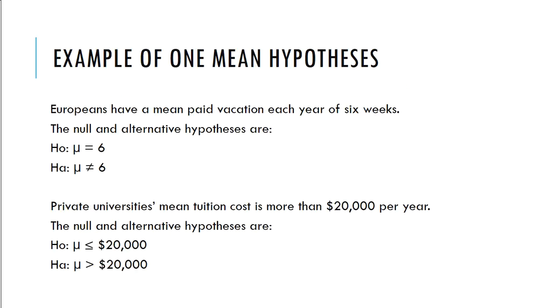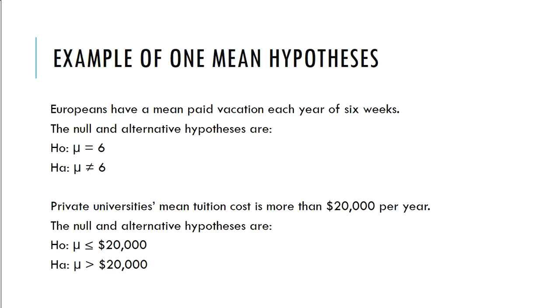So let's look at the next one. Europeans have a mean paid vacation each week of 6 weeks. So what it's saying is the mean vacation time equals 6 weeks. So again, in the null, I have to have the equality. So the mean equals 6 in the null. The alternative is just the mathematical opposite. The mean does not equal 6.